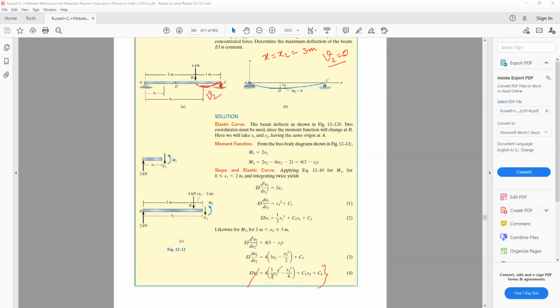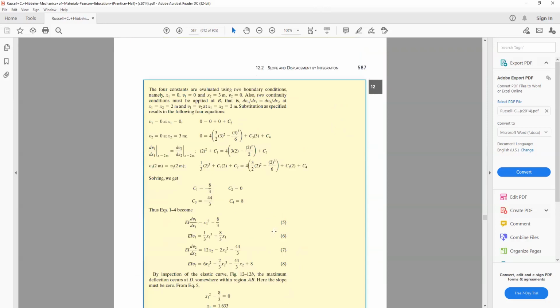So nu2 is equal to 0, and in place of x2 I have to write 3 meter, so as to get the values of C3 and C4. Okay, that's quite done. Let me take you to the next page so that it saves some of our time.